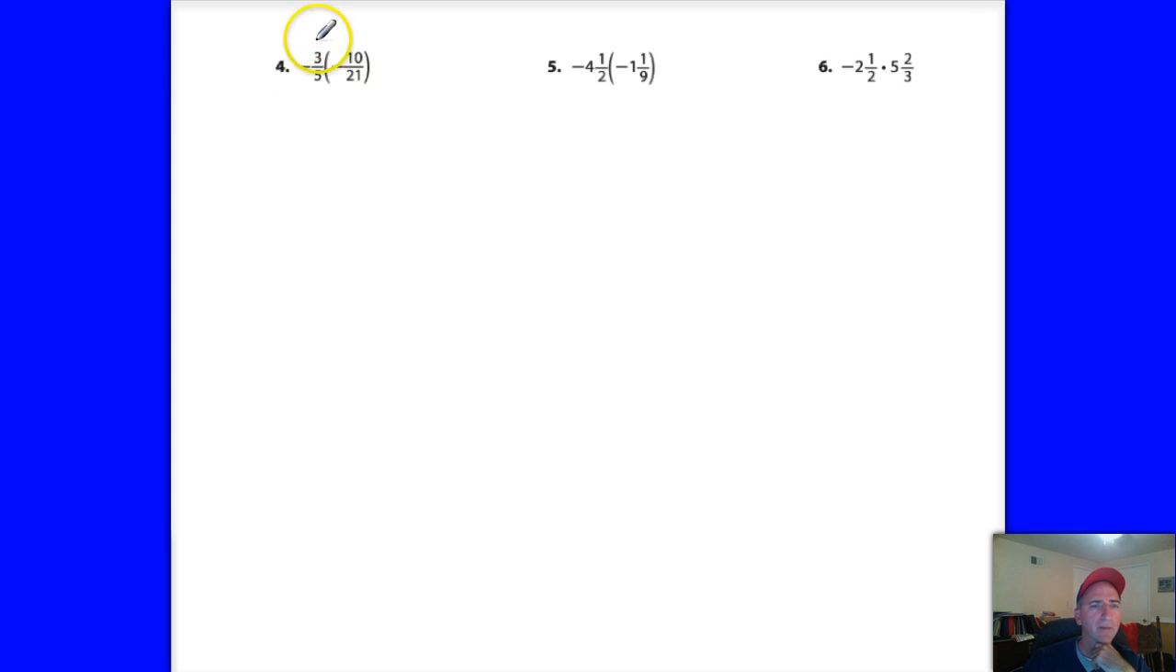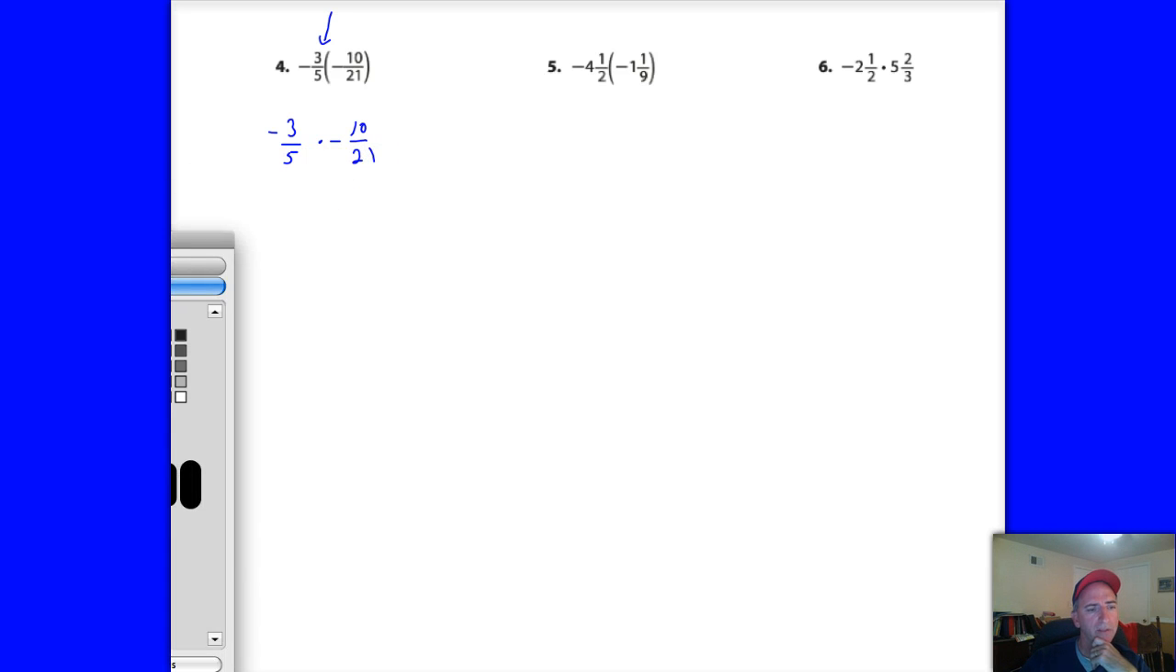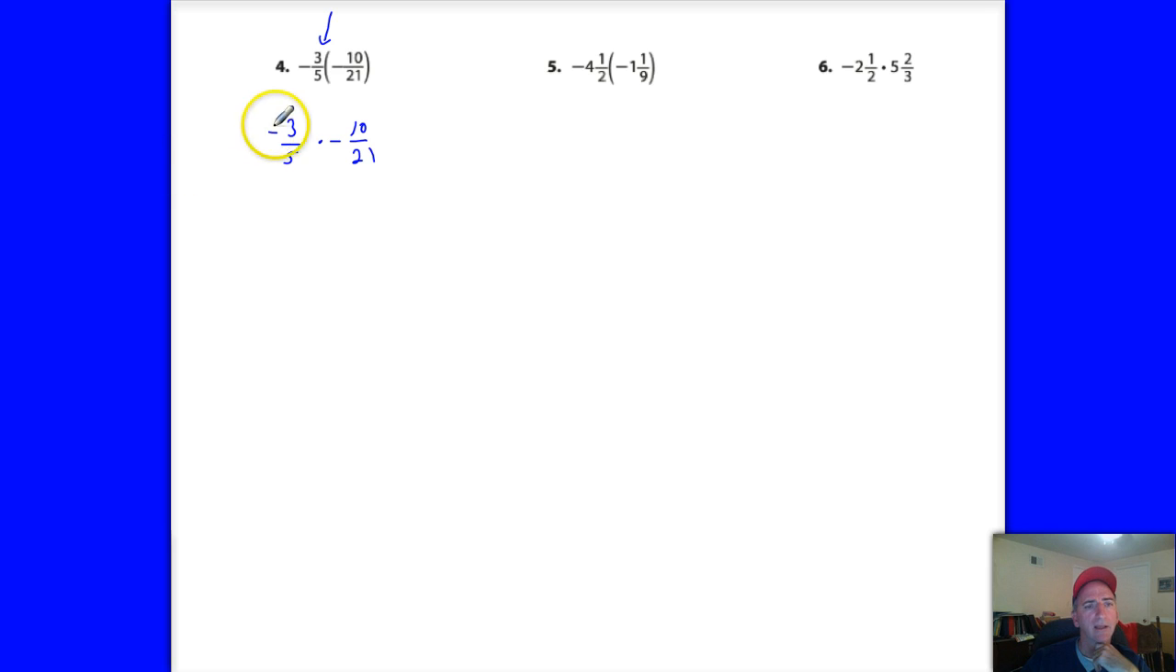Take a look at number 4 on the bottom half of your page. All right, negative 3/5, let's recopy it please, times, see how the 3/5 is touching the parentheses? So that means multiply, times negative 10 over 21. Okay, so what we are going to do here is look for, again, a common factor. Actually, you know what I should do first? Grab my red pen here. First thing I should do is realize that this is a negative times a negative. And what did we learn? That a negative times a negative is equal to a positive. So I know my final answer is going to be positive. Okay, so those will cancel out.